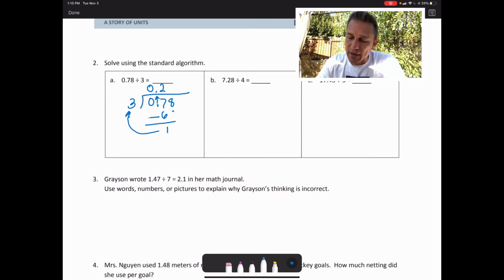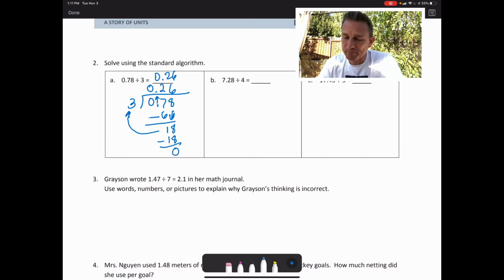So when I bring down the 8, I actually turn it into hundredths now. Now I have a total of 18 hundredths. Now how many times can 3 go into 18? 6. So that's like saying 3 groups of 6 will be 18. So 6 times 3 equals 18. Subtract, and I have no hundredths left. So our quotient is 26 hundredths.